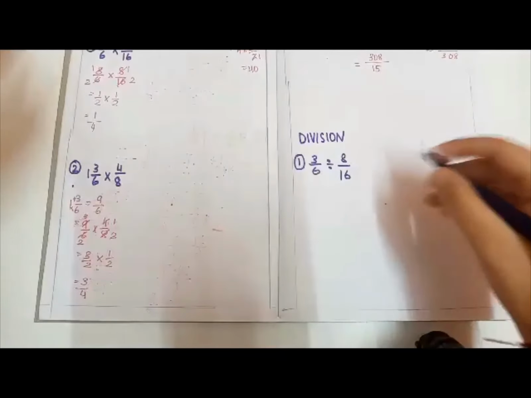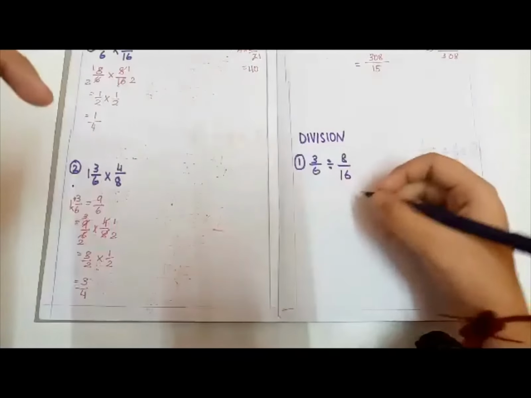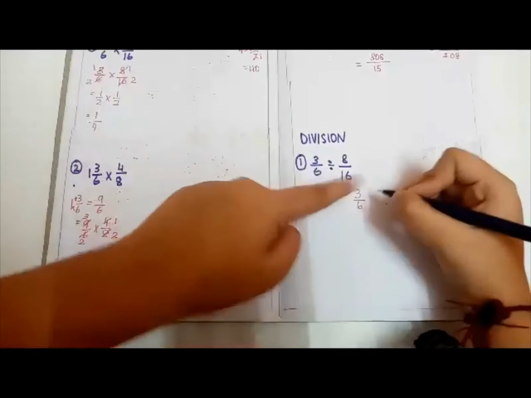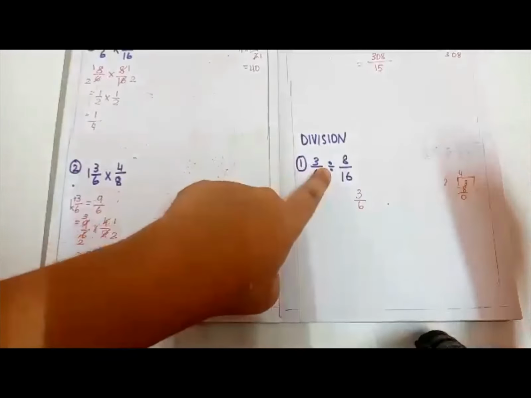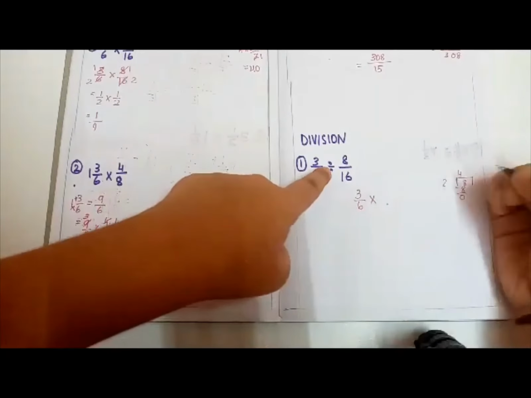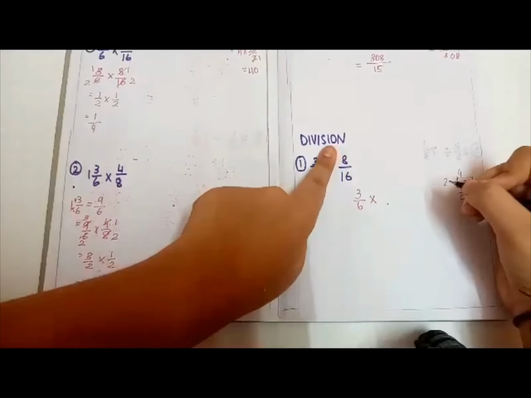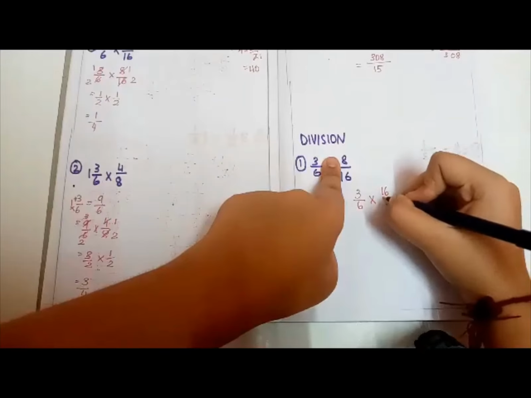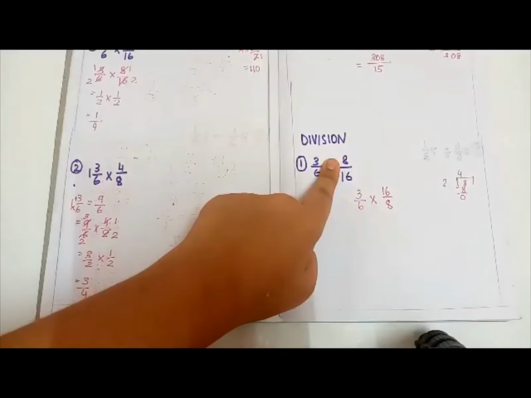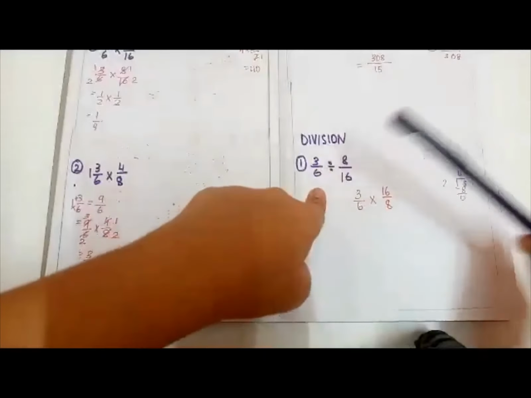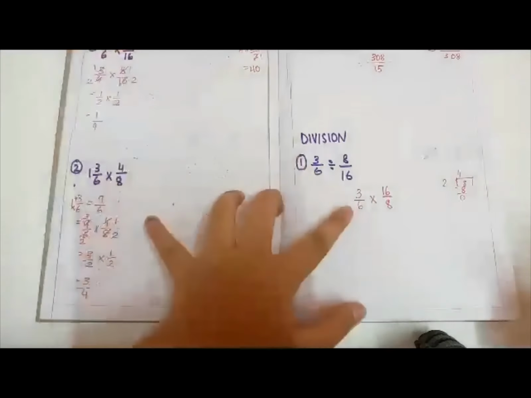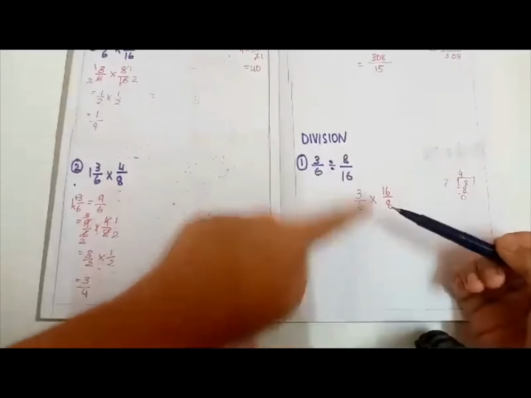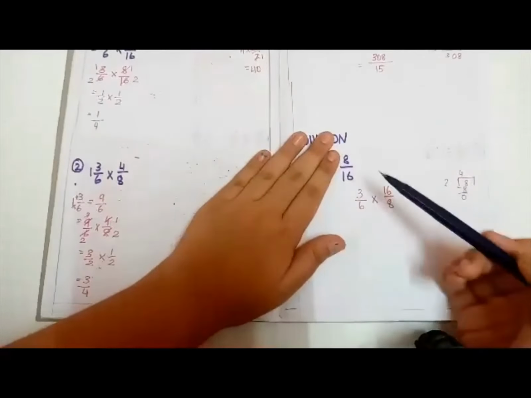How to do that? Let me show you. So here's a sum, 3/6 divided by 8/16. We write the first fraction every time the same, 3/6. This division sign, we change it into a multiplication sign. But this 8/16 will be turned reverse. That means 8/16 will be written as 16/8. So for converting a division of fractions into multiplication, we write the first term the same, convert the division sign into a multiplication sign, and reverse the second fraction, that is 8 by 16 will be written as 16 by 8.